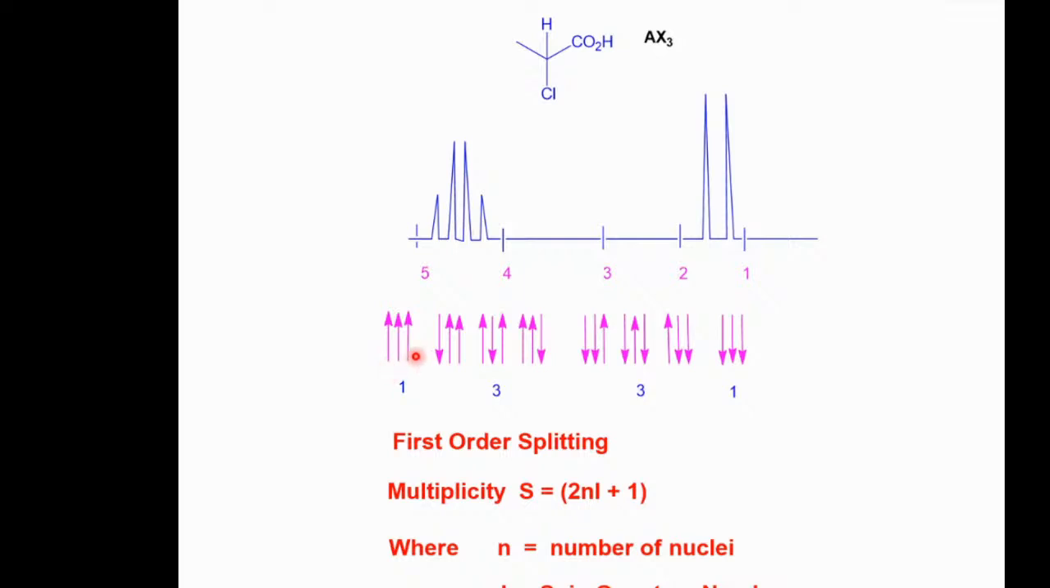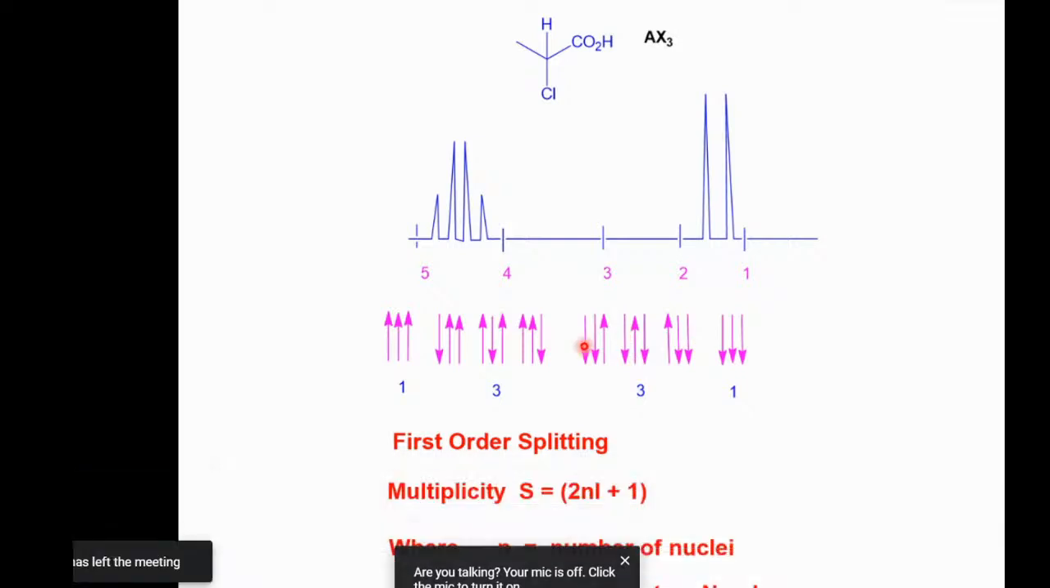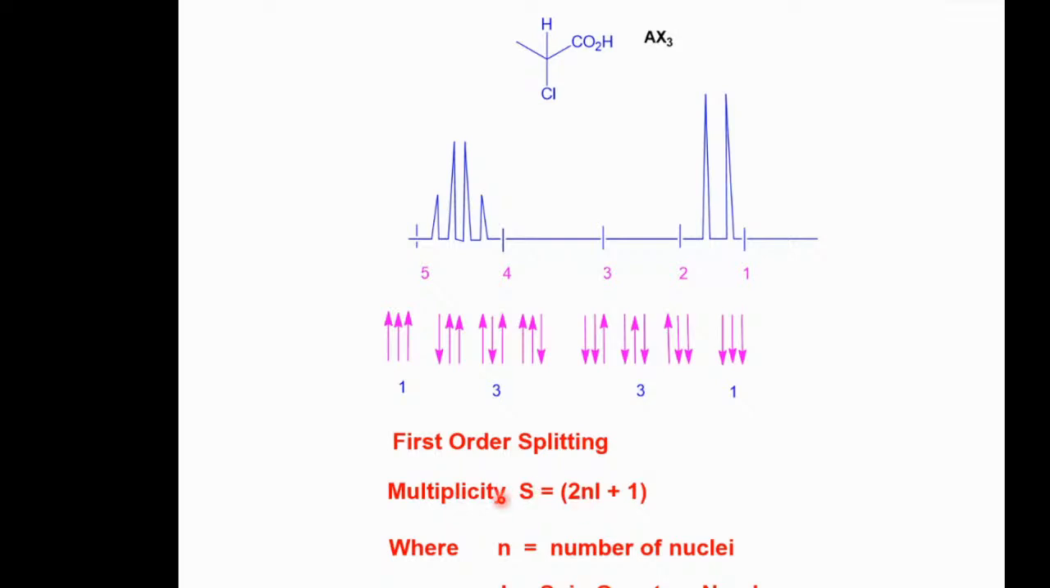And as we discussed in the previous case, all the three spins of the protons can be aligned. All three can be opposed. One opposed, two aligned: there are three possibilities. Two opposed, one aligned: again, three possibilities. Therefore, the ratio would be 1:3:3:1. It's a first order spectrum, and it follows the general multiplicity rule. And as I told you, N is the number of nuclei, and I is the spin quantum number.